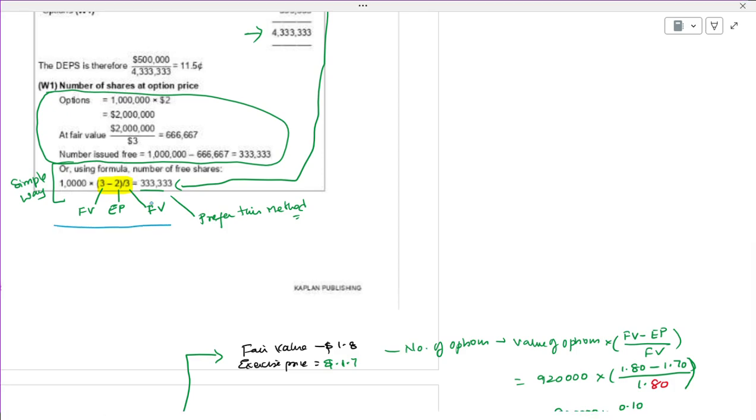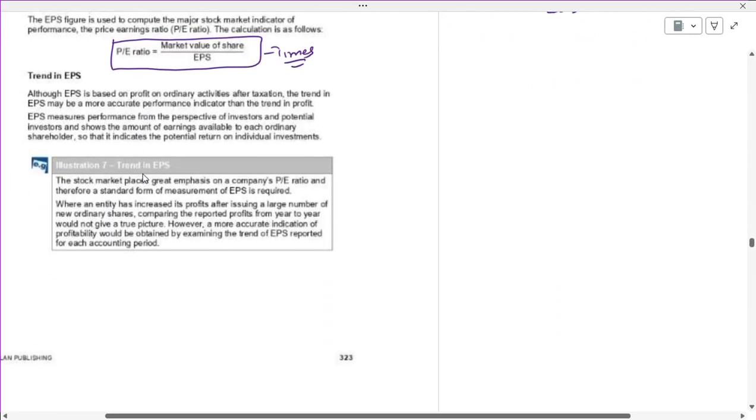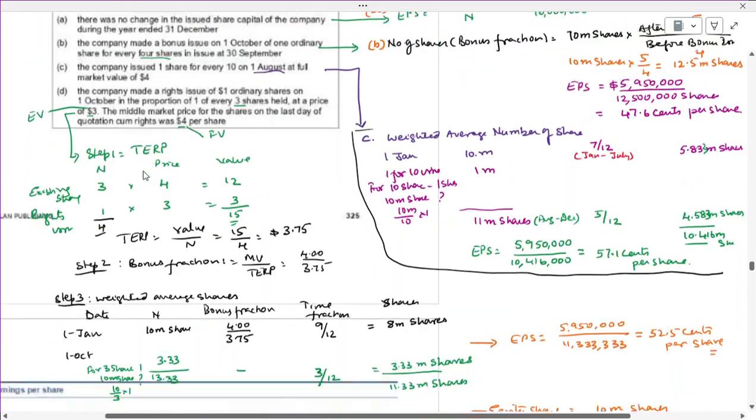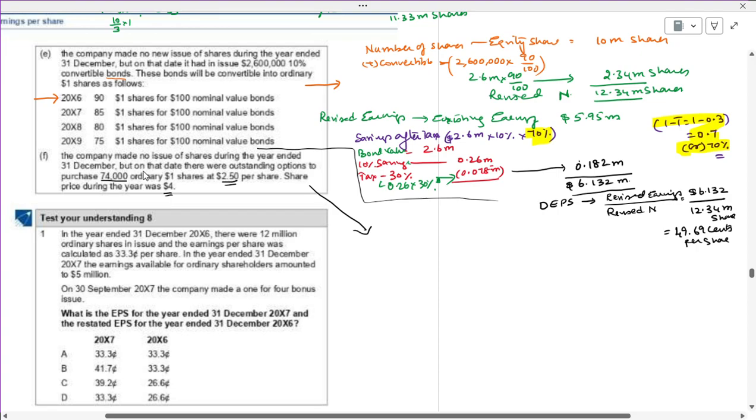This is warrant price times fair value minus exercise price divided by fair value. That much number of shares will increase. We don't want to do anything else, simply we have to work on that. Now, what are the existing shares? Existing shares are 10 million.